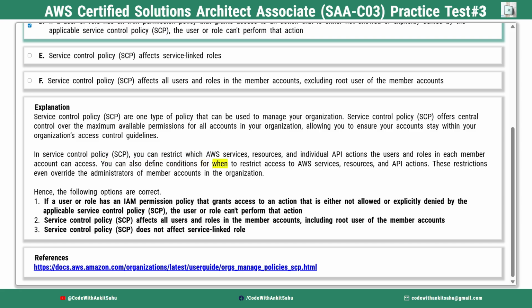You can also define conditions for when to restrict access to AWS services, resources, and API actions. These restrictions even override the administrators of member accounts in the organization. Hence, the following options are correct. If a user or role has an IAM permission policy that grants access to an action that is either not allowed or explicitly denied by the applicable service control policy, SCP, the user or role can't perform that action. Service control policy, SCP, affects all users and roles in the member accounts, including root user of the member account's. Service control policy, SCP, does not affect service-linked role.